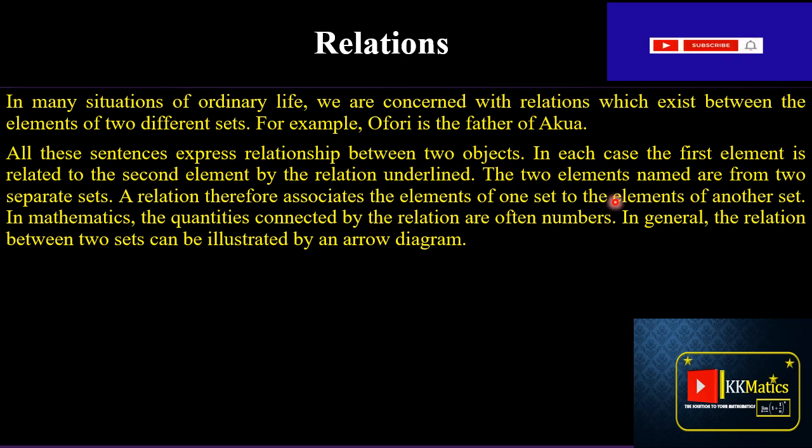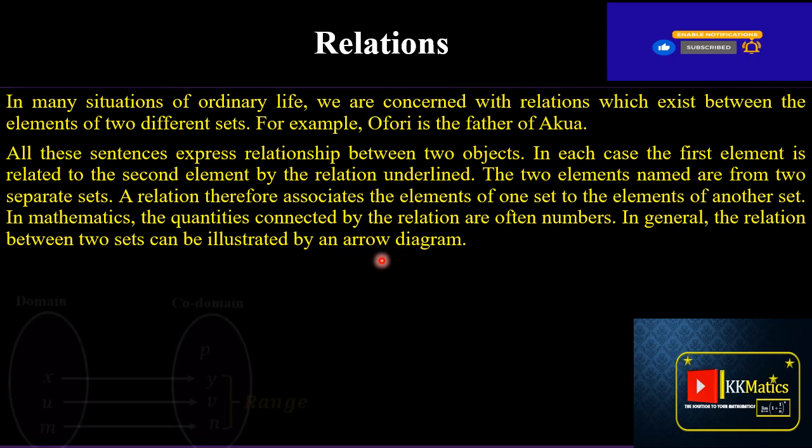The two elements named are from two separate sets. A relation therefore associates the element of one set to the element of another set. So in mathematics, the quantities connected by the relations are often numbers. In general, the relation between two sets can be illustrated by an arrow diagram as we see here.